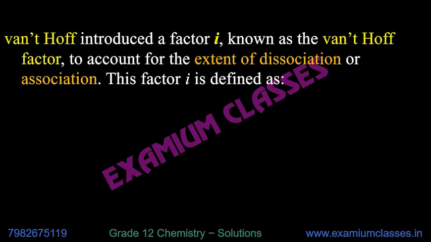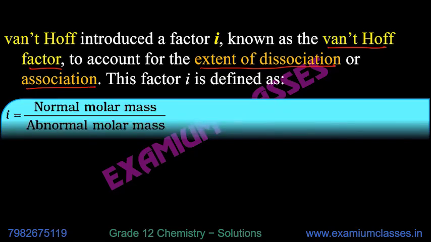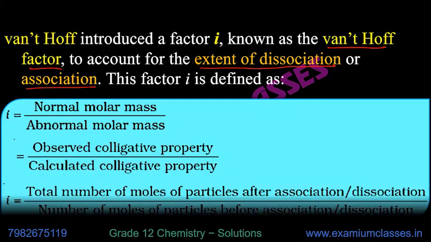Van 't Hoff introduced a factor i for this one. Van 't Hoff was a scientist. He introduced a factor i known as the Van 't Hoff factor to account for the extent of dissociation or association. How much dissociation, meaning ionization, has taken place, or how much association, for example, dimerization, has taken place. This factor i is defined as normal molar mass divided by abnormal molar mass.